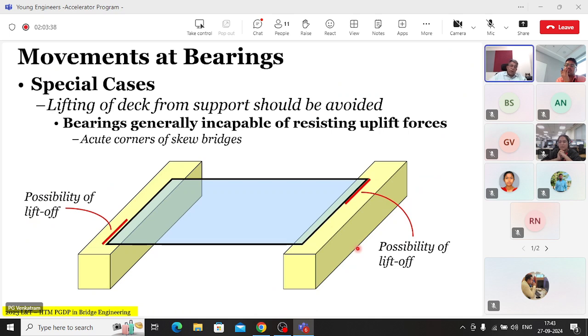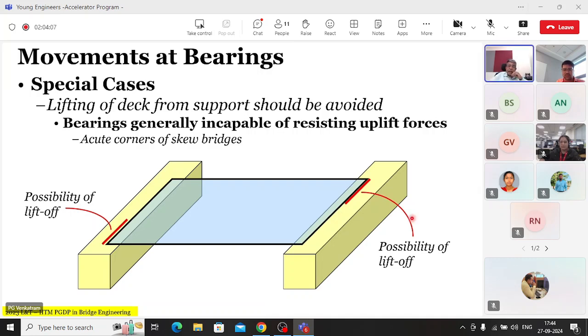Okay. Then you have an issue in special cases when you have skew decks and a slab type of bridge. When you have this, there is the possibility of lift off at all the acute corners. Do you recall why we provide the top steel at the acute corner? If you recall your old IS 456 expressions, you need to provide negative reinforcement here. That comes out of the possible lift off, and you have to avoid it.